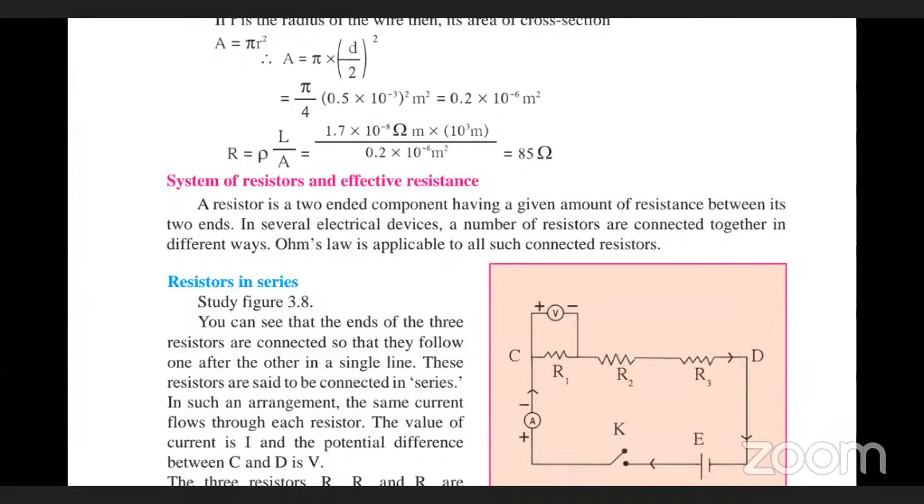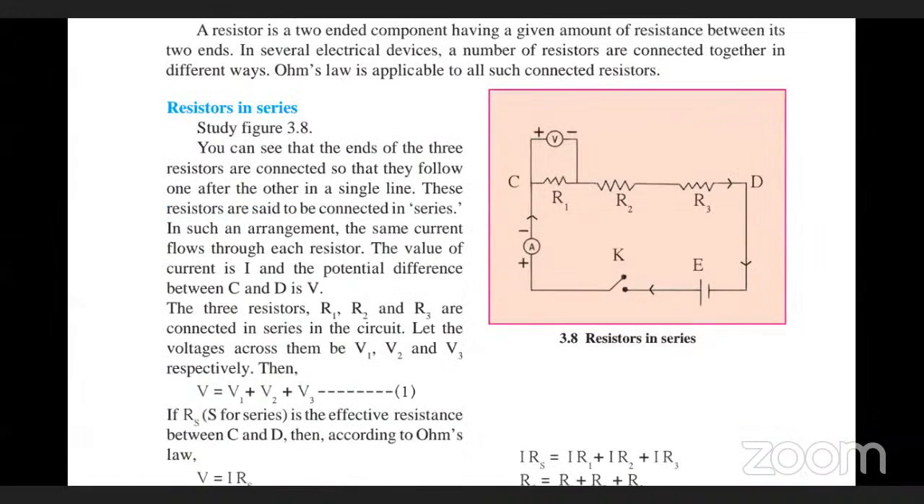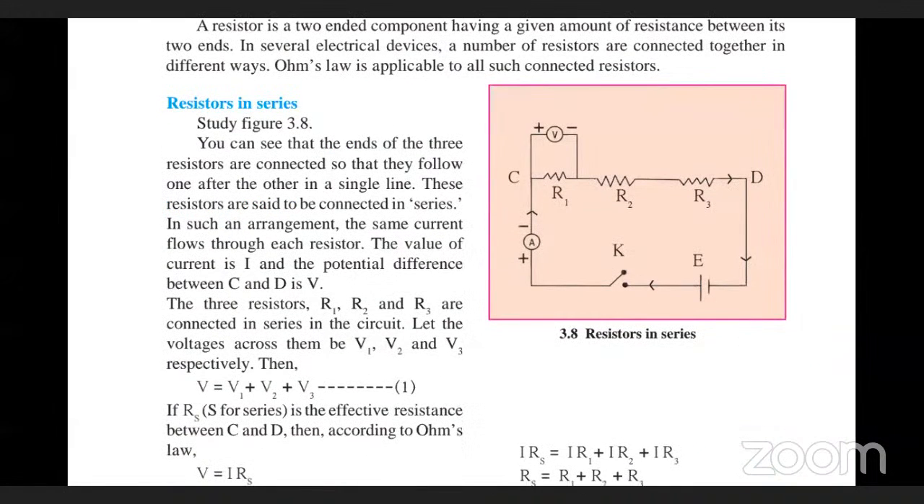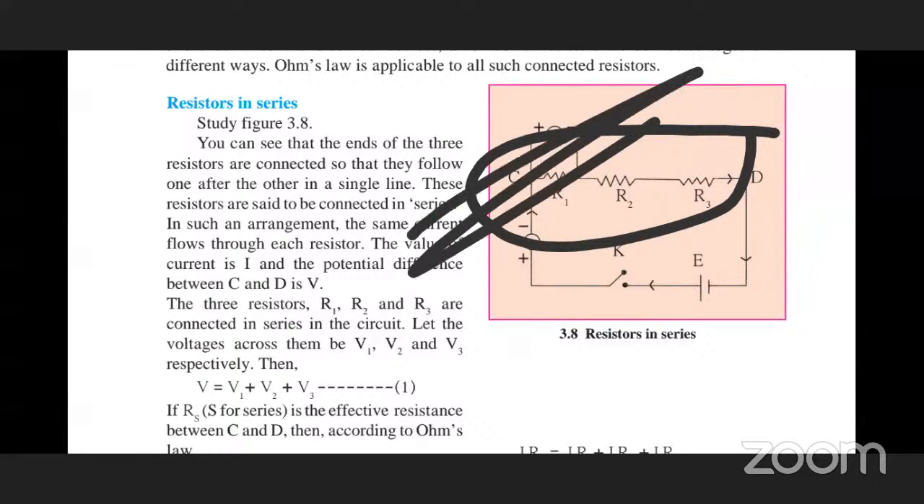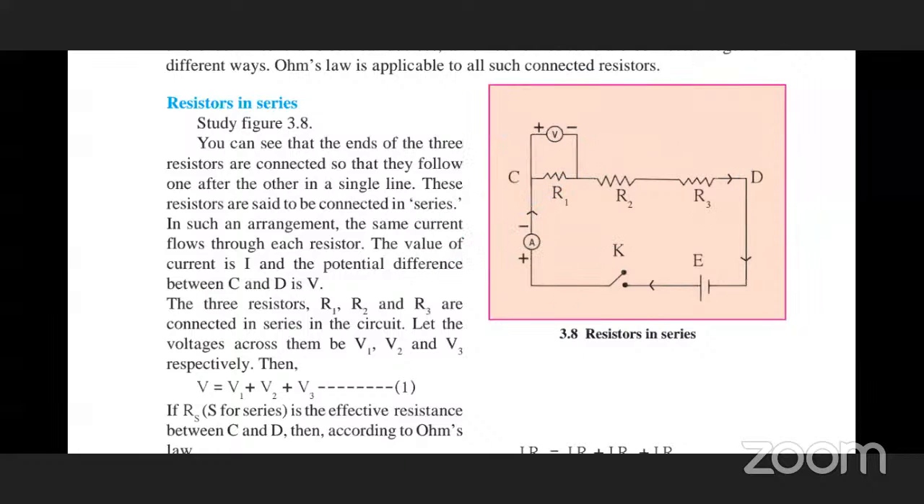In several electrical devices, a number of resistors are connected together. If you see here, R1, R2, R3, three resistors are there. Can you see three resistors are there? R1, R2, R3. So these are the three resistors. And what is the work of the resistor?